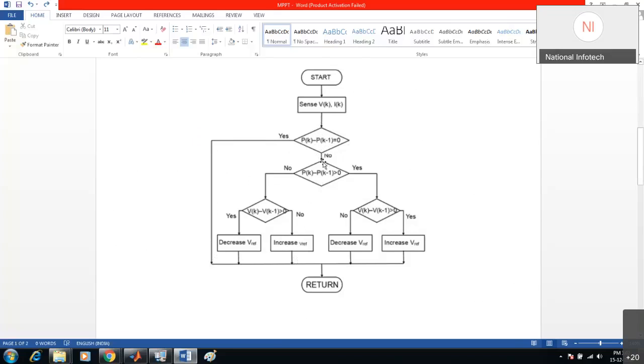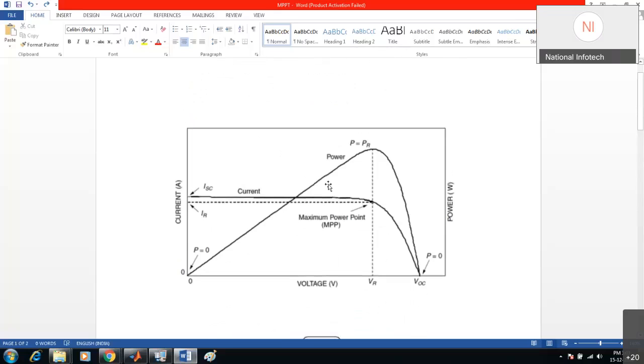If it is not satisfied, it will again check the power, whether the delta power is greater than 0 or less than 0. If delta P is greater than 0, it will go to check the voltage. It checks whether I can get to this power or not, by comparing the power at the latest instant and the previous instant.